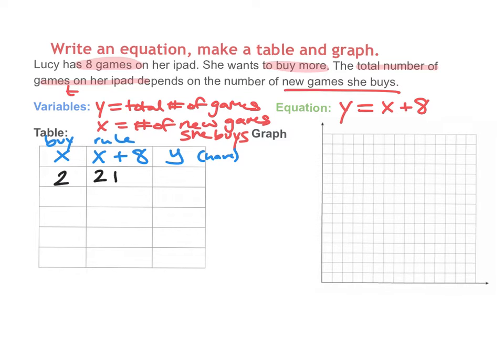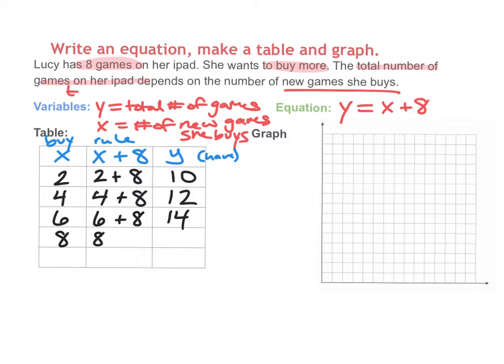So we would say, okay, 2 plus 8, she would then have 10 games. What if she went to the store and she bought 4? Okay, so 4 plus the 8 she already had, she now has 12 games. What if she went to the store and wanted 6 games? So 6 new games plus the 8 she had, now she has 14 games. What about 8? 8 new games plus the 8 she already had, 16 total games. And 10 new games plus the 8 she already had, 18 total games.